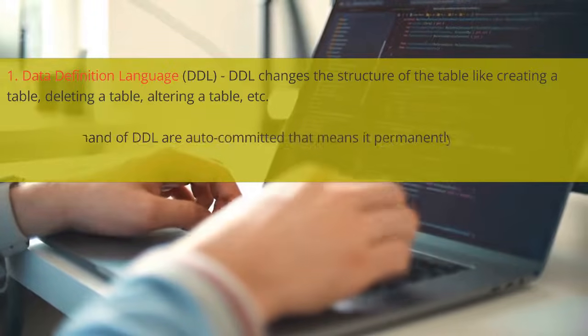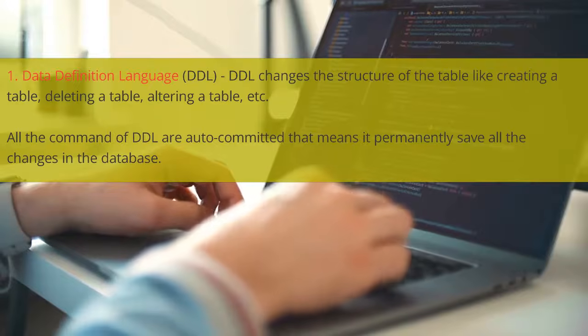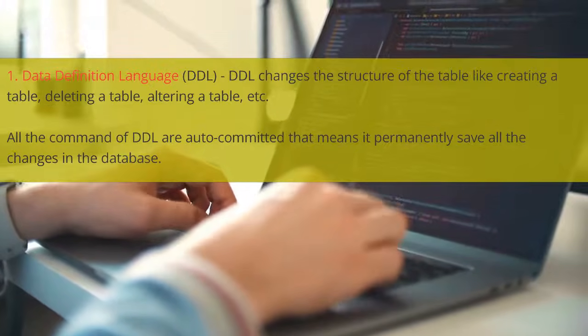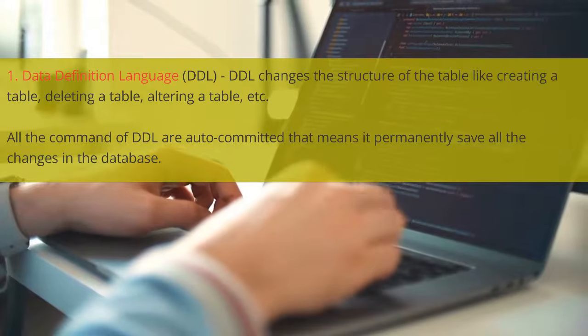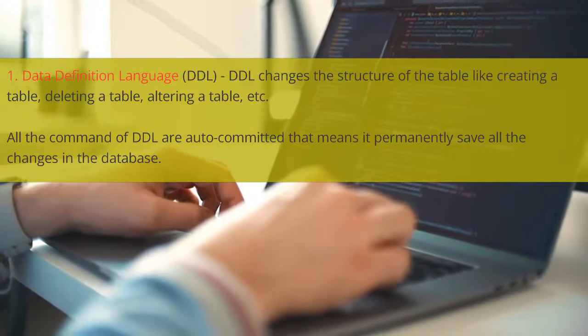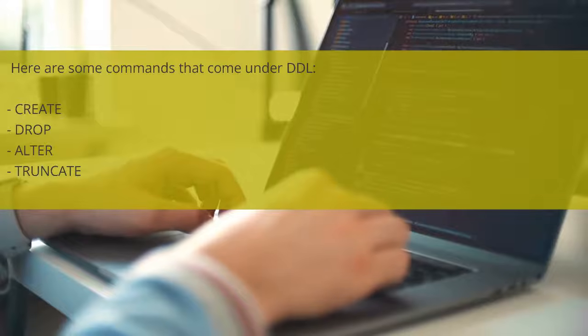1. Data Definition Language, DDL. DDL changes the structure of the table, like creating a table, deleting a table, altering a table, etc. All the commands of DDL are auto-committed. That means it permanently saves all the changes in the database. Here are some commands that come under DDL: create, drop, alter, truncate.